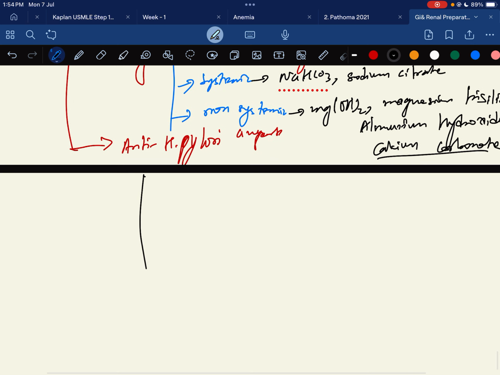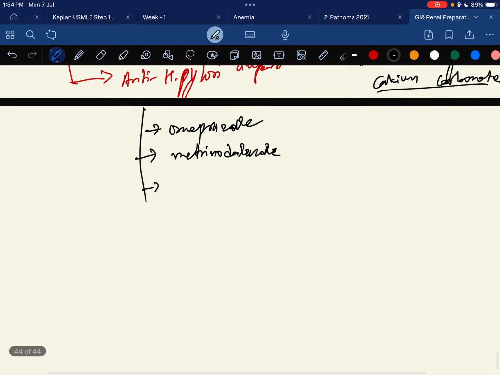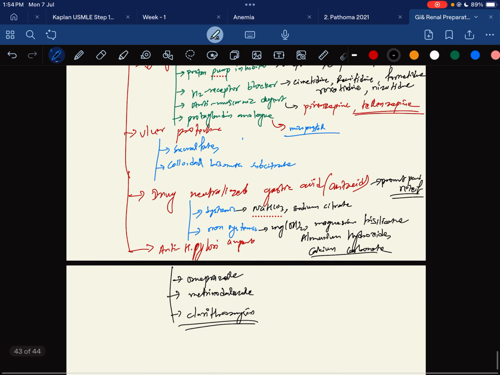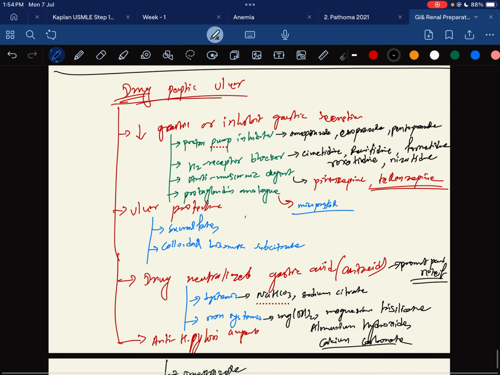Regarding the anti-H pylori agents, there is a triple therapy. In the triple therapy: omeprazole, metronidazole, then clarithromycin. These are the classification of the peptic ulcer disease drugs.